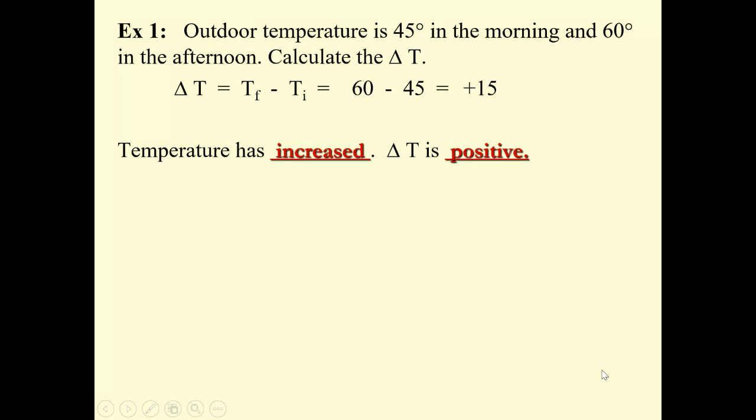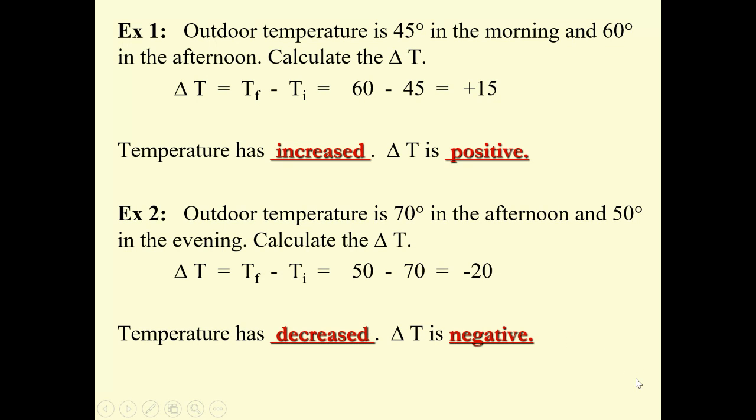If this morning the outdoor temperature was 45, and now it's 60 degrees in the afternoon, what is the delta T, or change in temperature? So TF means T final, TI means T initial. So it is now 60, it was 45. The delta T is plus 15. Temperature increased, delta T is positive, and we tend to think that when things increase, it's positive. If your bank account increases, it's positive.